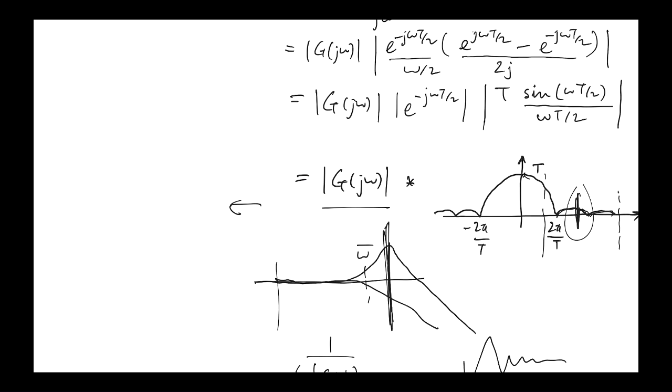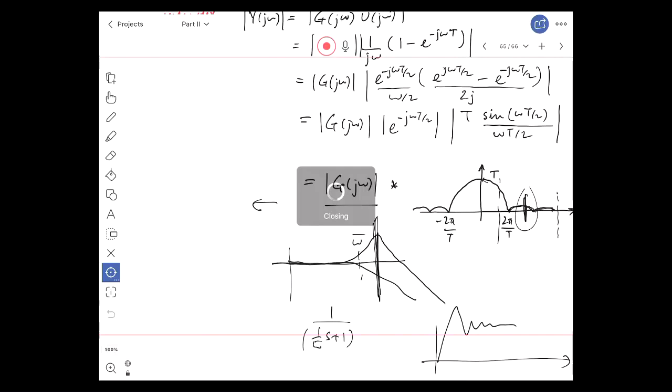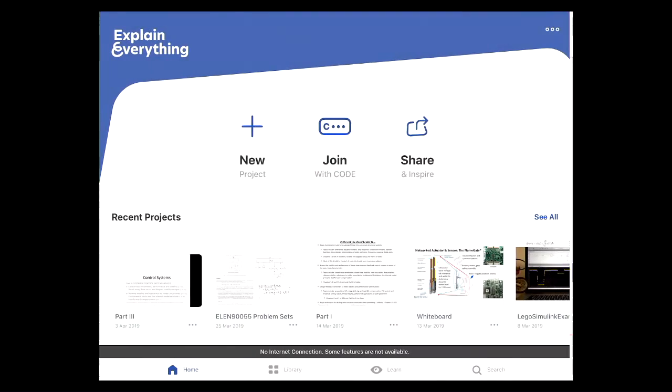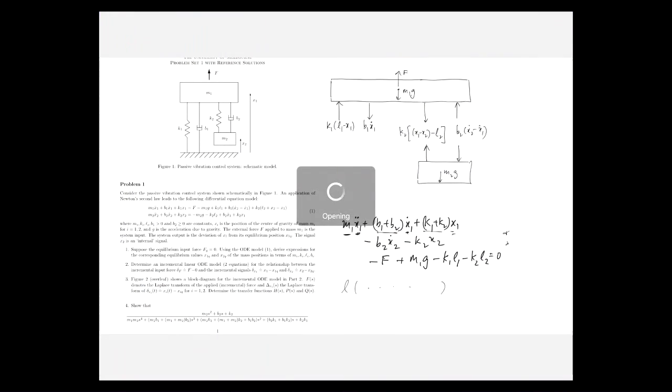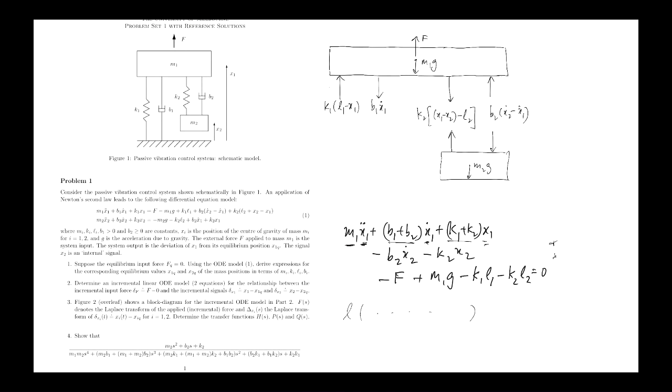All right, if there are no questions on that, let me just pull up problem set 2. Maybe that's the wrong one, I think. That's the wrong one.